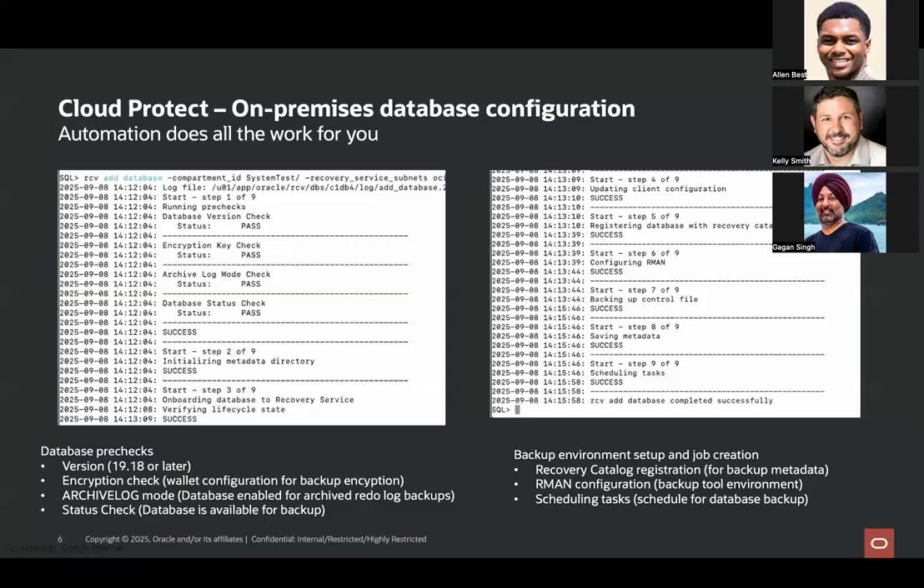There are a few pre-checks. It does start with, as we talked about, Linux x64 or having Oracle Database version 19.18 or later. You do need to have encryption, so your wallet configuration for backup encryption must be made available. You need to have archive log mode, so the database must be enabled for archive redo backup logs. And then lastly, the status check, where the database is available for backups.